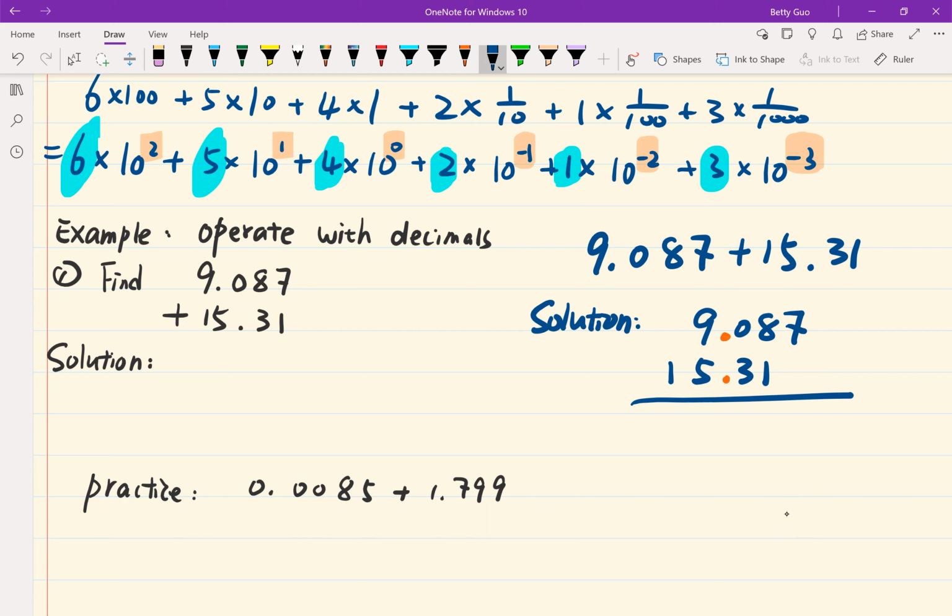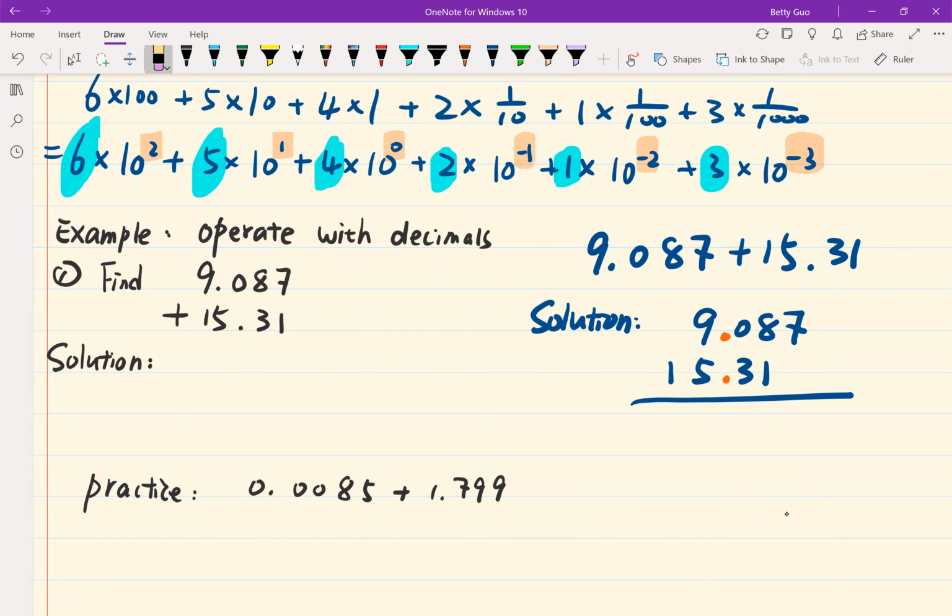When the separators are aligned, all the places are aligned, right? You can see this is ones, this is tenths, and that is hundredths, and then thousandths. So when we add the two decimals, we want to align the two decimals vertically and make sure the separators are aligned. Now we can add them up.